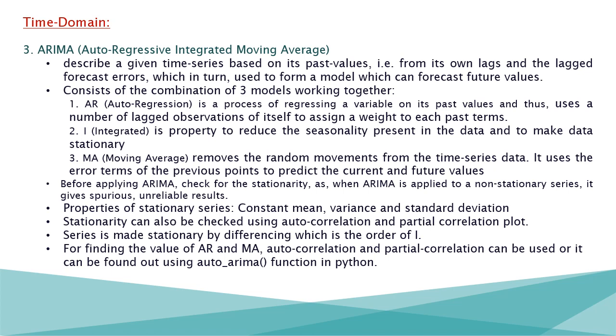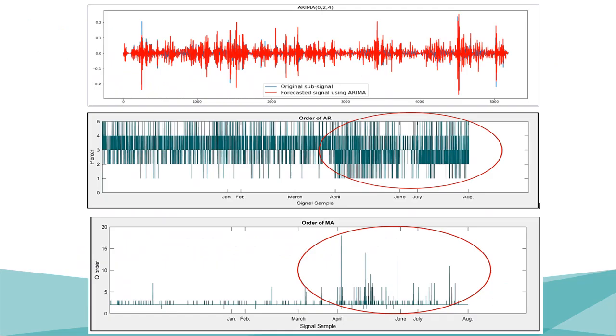Before applying ARIMA, we must check for the stationarity, as when ARIMA is applied to the non-stationary series, it gives spurious and unreliable results. In this report, the order of AR, I, and MA has been used as a feature. The order has been calculated using the auto-ARIMA function in Python and is further tuned according to the Bayesian information criterion. Here in the first figure, we can see how our tuned order perfectly fits the data. In the second and the third figure, the order of the AR and MA terms calculated over the data in the dataset has been plotted.